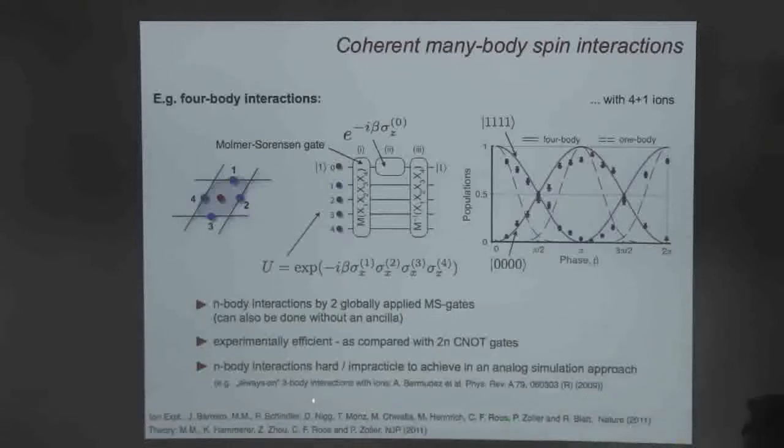Although for lower-body interactions, like 3-body interactions, there's, for instance, work by Alejandro where they looked into how one could get 3-body models in an analog always-on approach. What you see here is experimental results on the implementation of such 4-body unitary time evolution.